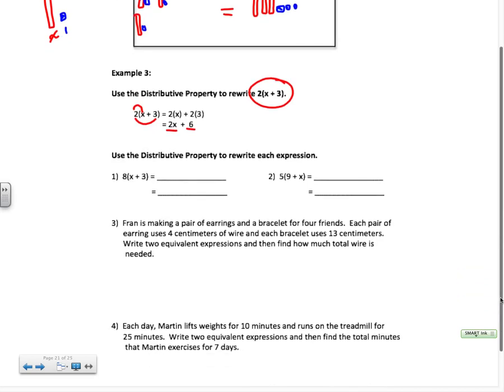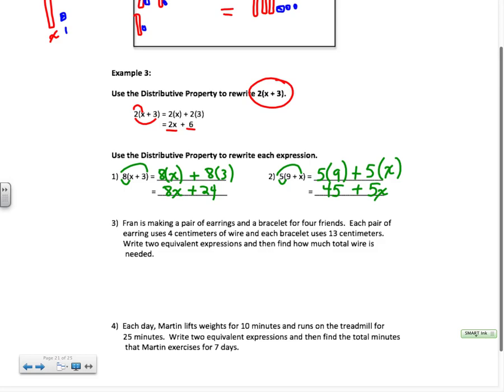Use the distributive property to rewrite each expression. So I want to distribute 8 times the x, so that'll be 8 times x plus 8 times the 3. If I were to work that out, 8 times x equals 8x plus 8 times 3 equals 24. And then the next one, 5 times (9 plus x). So again, distribute the 5 times the 9 plus distribute that 5 times the x. Multiply it and we get 5 times 9 is 45 plus 5 times x is 5x.